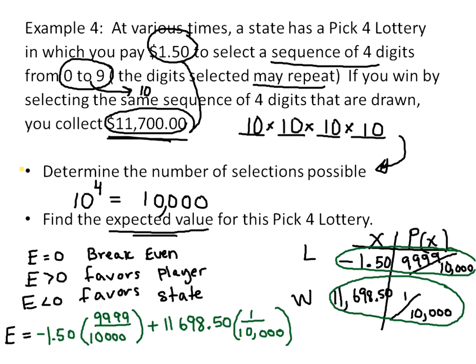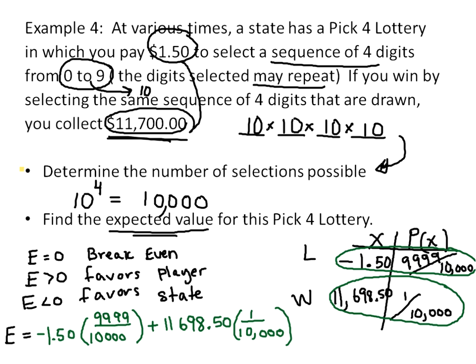All right, so it looks like we have a popular response there, a negative 0.33. So it looks like it's favoring the state then. Our expected value is negative 33 cents. So this means that the state is making 33 cents on every purchase of a lottery ticket.